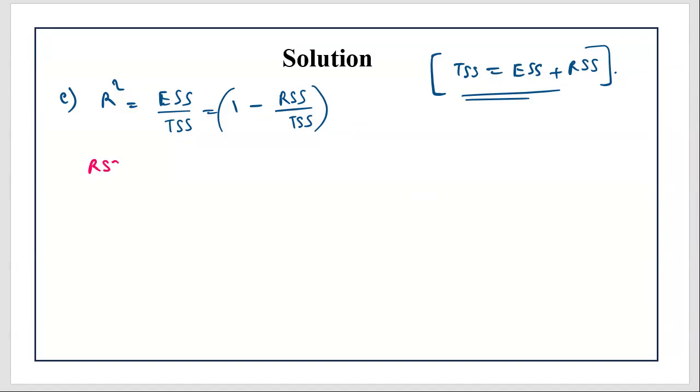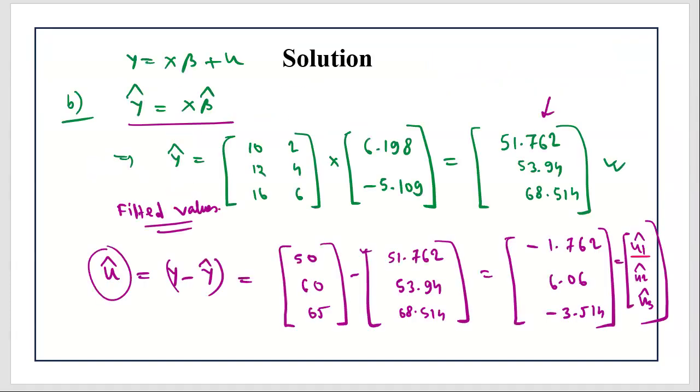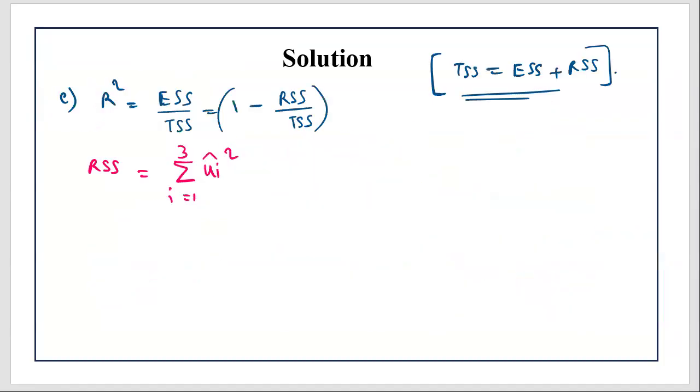Now, firstly, let us compute what RSS will be. RSS is simply the residual sum of squares, i from 1 to 3. You have only three observations here, so i will be 1 to 3. Now see, we have just computed these residuals in the previous part, part B: u1 cap, u2 cap, u3 cap. So simply, you have to individually take the sum of their squares.